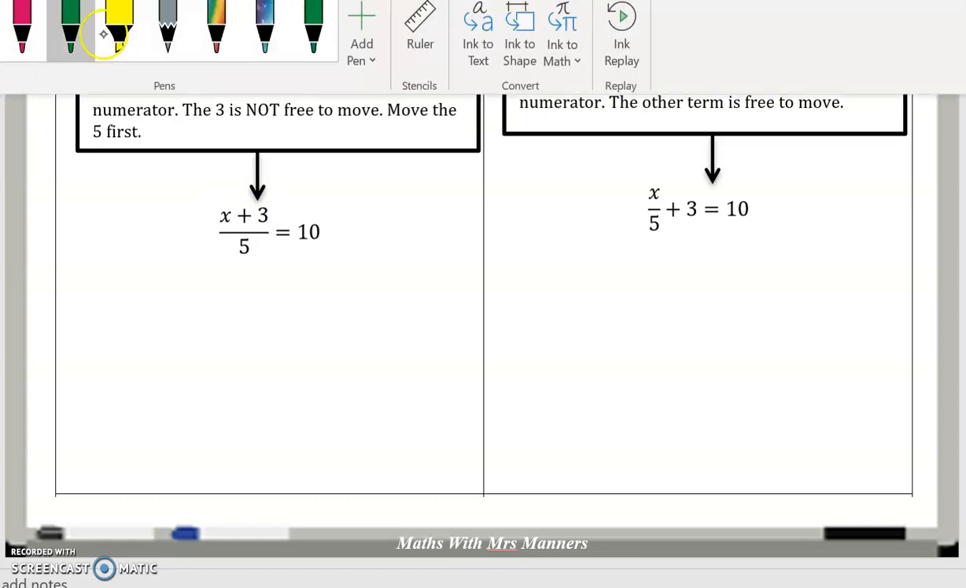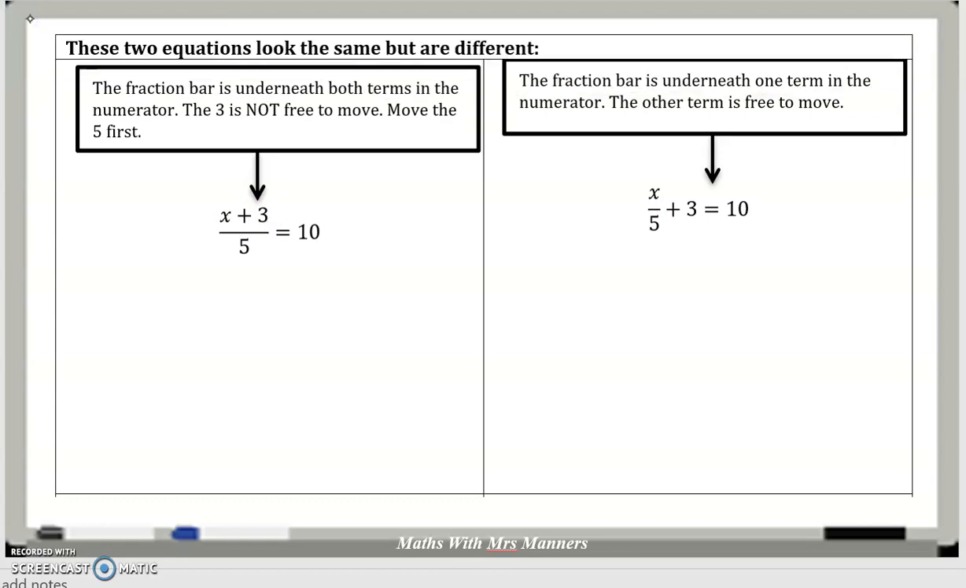In the second equation, my 3 is free to move. It isn't trapped by this division sign. So when I divide the x plus 3 by 5, it means all of this number, the whole x plus 3, whatever that number is, is getting divided by 5. Here, the 3 can be moved first. So in this equation, this plus 3, I'm going to apply inverse operations to the plus 3 first by subtracting 3. I am not able to subtract 3 with this equation until I remove the 5, because the 5 traps this x plus 3. So I actually proceed differently with both equations.